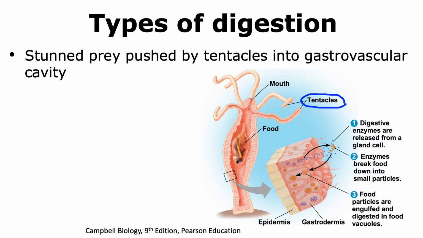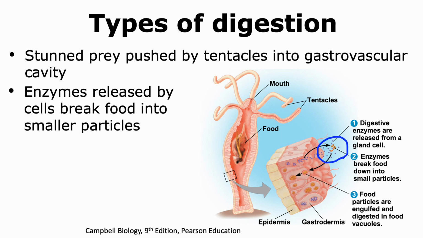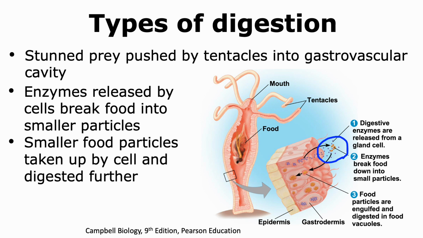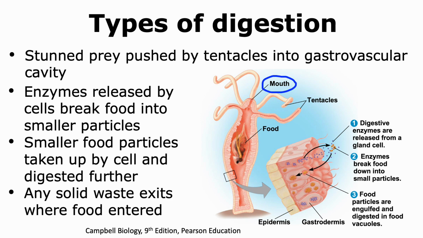The stunned prey is pushed by the tentacles of the organism into the sac through the mouth, and the sac is called the gastrovascular cavity. Within the gastrovascular cavity, there are cells that release enzymes, and these enzymes act upon the food and break it into smaller particles. The smaller food particles will then be taken up by the cells and digested further to generate energy. Any solid waste that remains behind will exit from the mouth, which also functions as an anus, and this is the same opening from where the food entered.